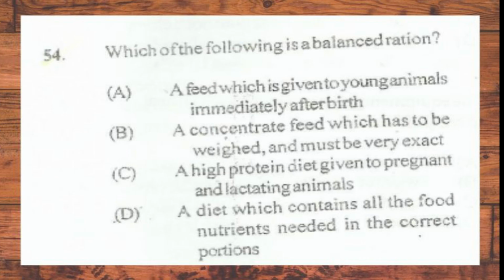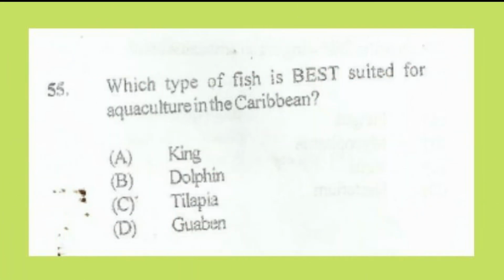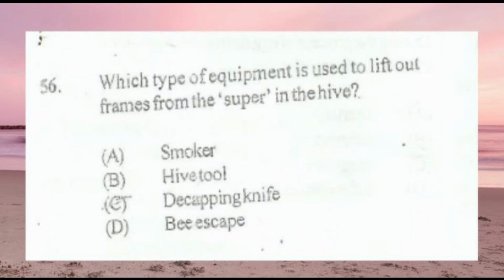Question number 55. Which type of fish is best suited for aquaculture in the Caribbean? A. King, B. Dolphin, C. Tilapia, D. Goben. The answer is C. Tilapia. Question number 56. Which type of equipment is used to lift out frames from the super in the hive? A. Smoker, B. Hive tool, C. Decapping knife, D. Bee escape. The answer is B. Hive tool.